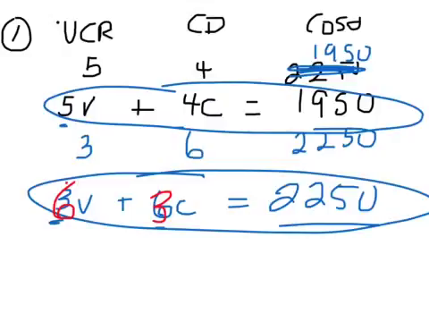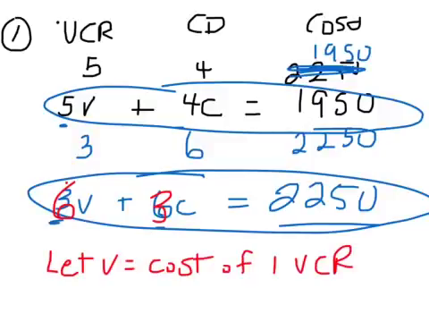Those 2 that I had circled before I wrote the red on it is the answer. I guess V is 150. Yeah, if you're trying to fill in all that, you could say let V equal the cost of 1 VCR, and let C equal the cost of a CD. If you want to fill that out, you can.